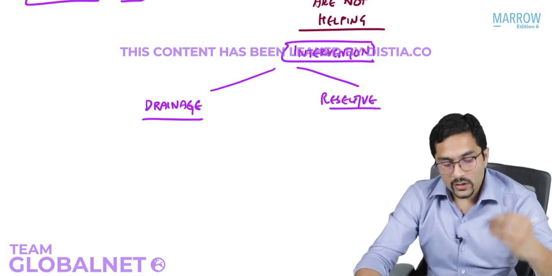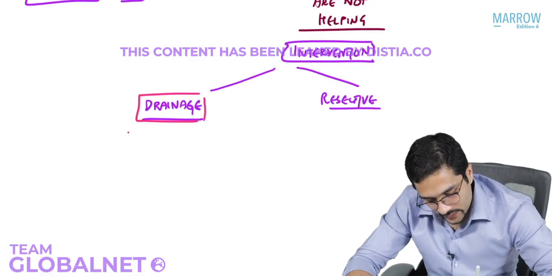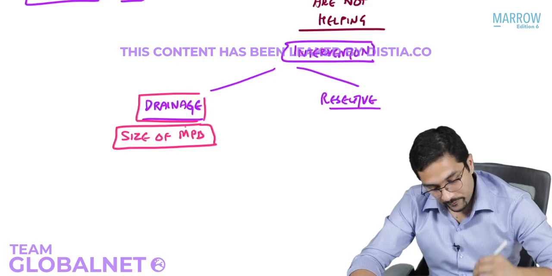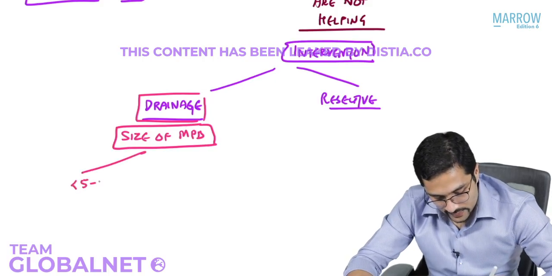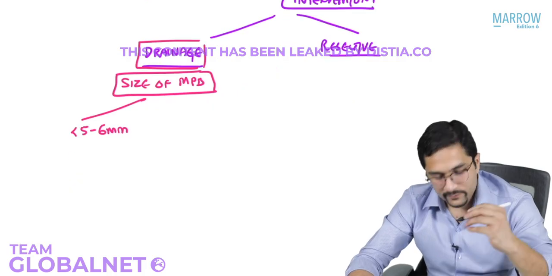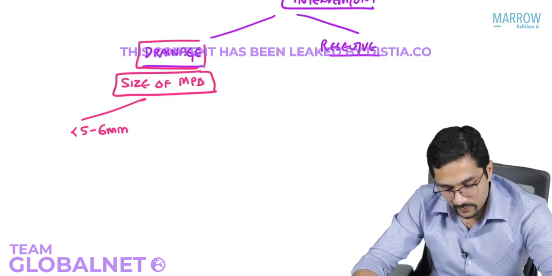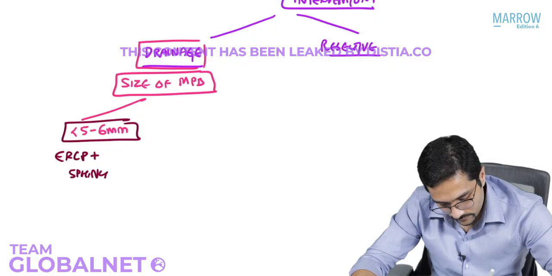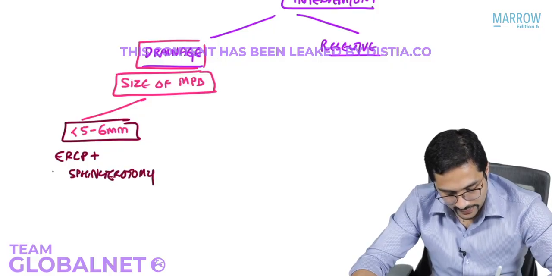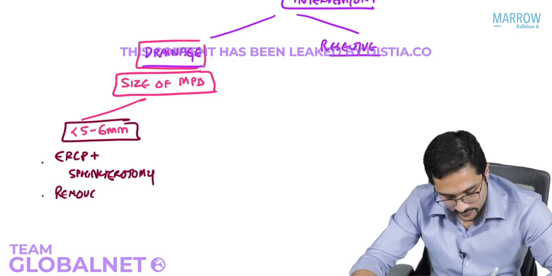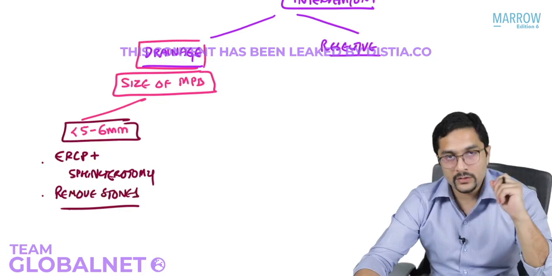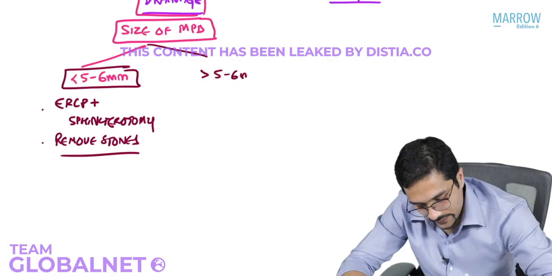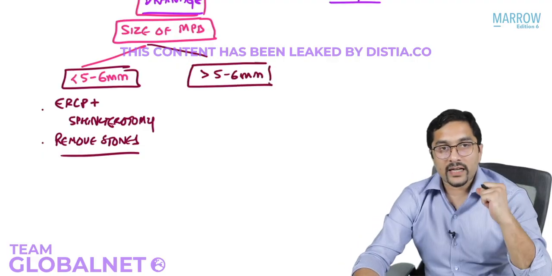And for drainage procedures, it depends on the size of the main pancreatic duct, the diameter of the main pancreatic duct. Now, if the diameter is small, less than 5 to 6 millimeters, then we can just do ERCP plus sphincterotomy, and we can remove the stones which are a cause of pain endoscopically as well. So this is if the diameter is less. Now, if the diameter is more than 5 to 6 millimeters, that means we can anastomose the main pancreatic duct.